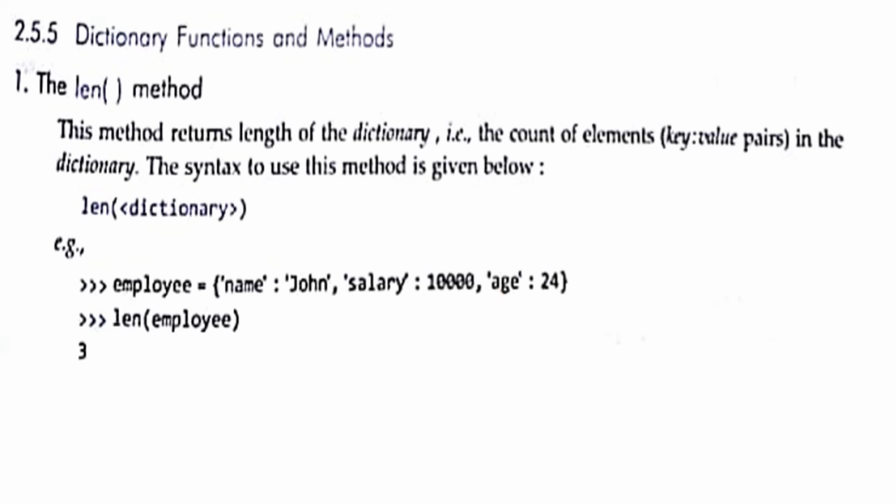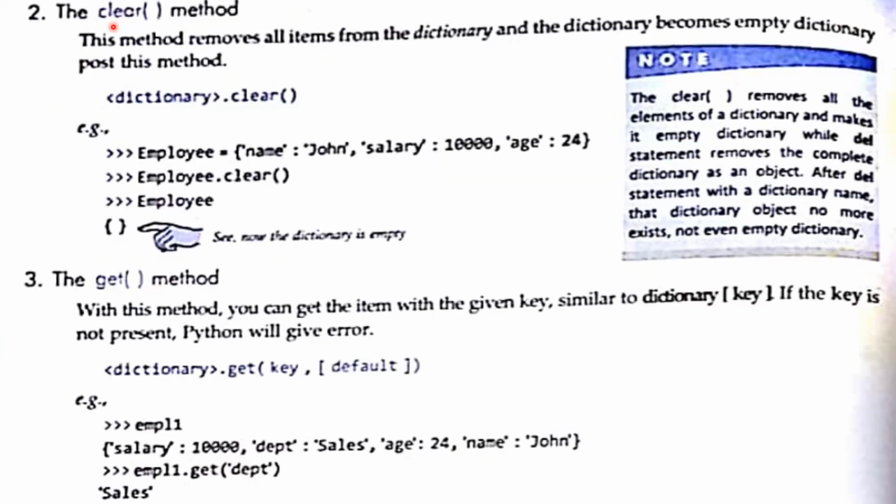Next we will see the clear method. This method removes all items from the dictionary and the dictionary becomes an empty dictionary after this method. So when you give dictionary.clear, it will erase all the data from the dictionary and it will show you an empty dictionary. The next one is the get method.